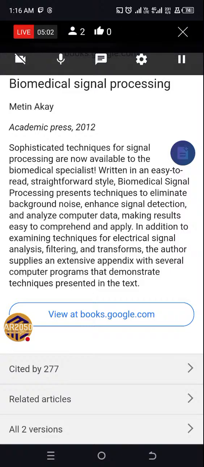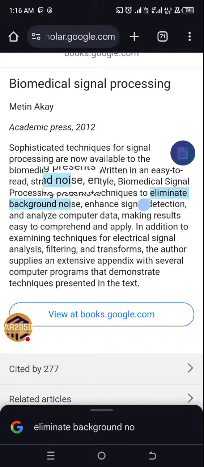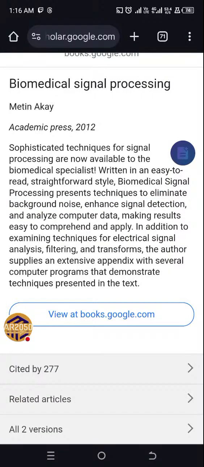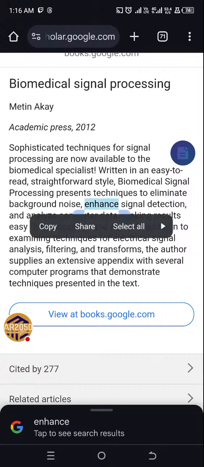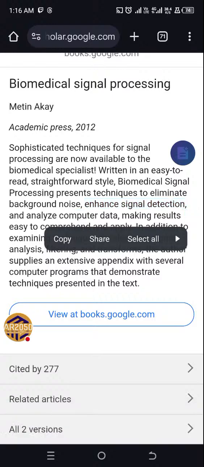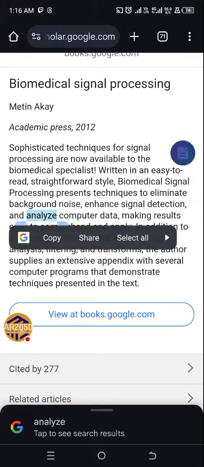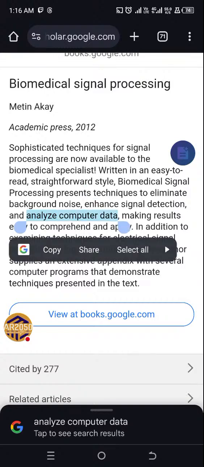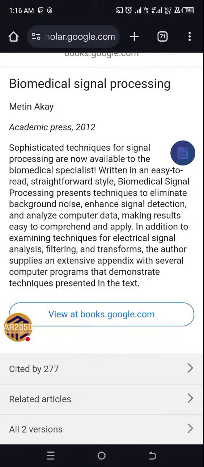So here we need to note down that biomedical signal processing uses techniques to eliminate background noise. Yes, we use this for eliminating the background noise and enhancing the signal detection method, because whenever we use biomedical sensors, the captured signals are not in good condition, so we have to enhance them. So we need some kind of algorithm to enhance the biomedical signals, and we need to analyze the computed data, making results easy to comprehend and apply.